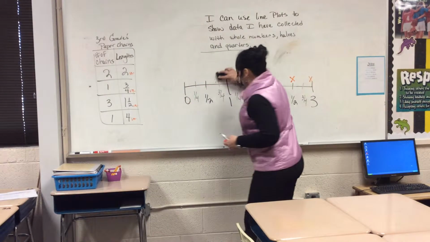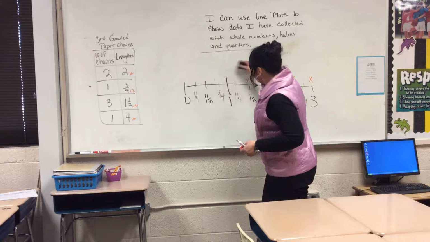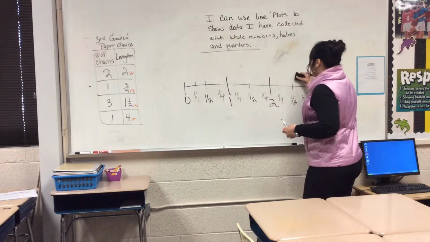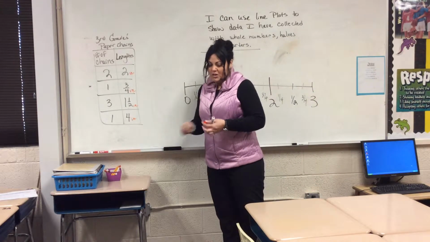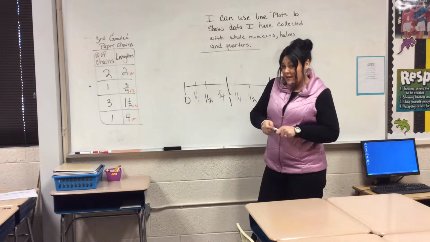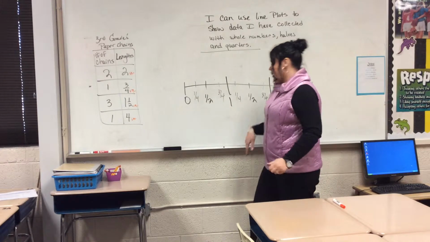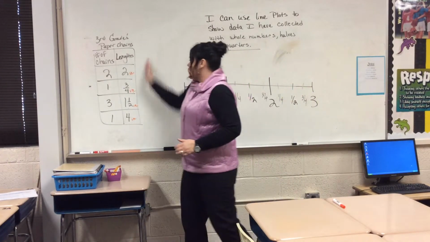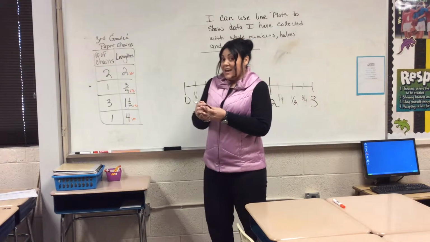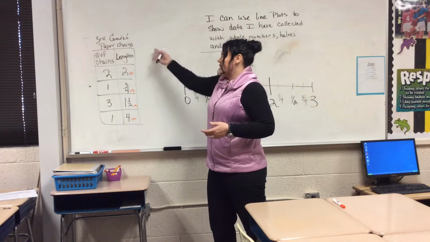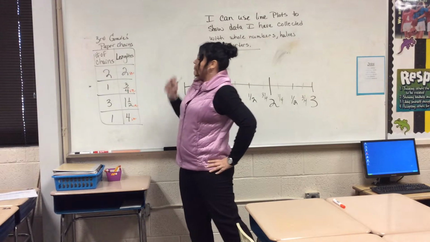What you're going to see sometimes in math would be a table or a chart with data or information. Then you need to take that data and transfer it onto a number line. So I have some data here that we're going to look at. The data actually even has a name for the data in the chart. It says 3rd grade's paper chains.